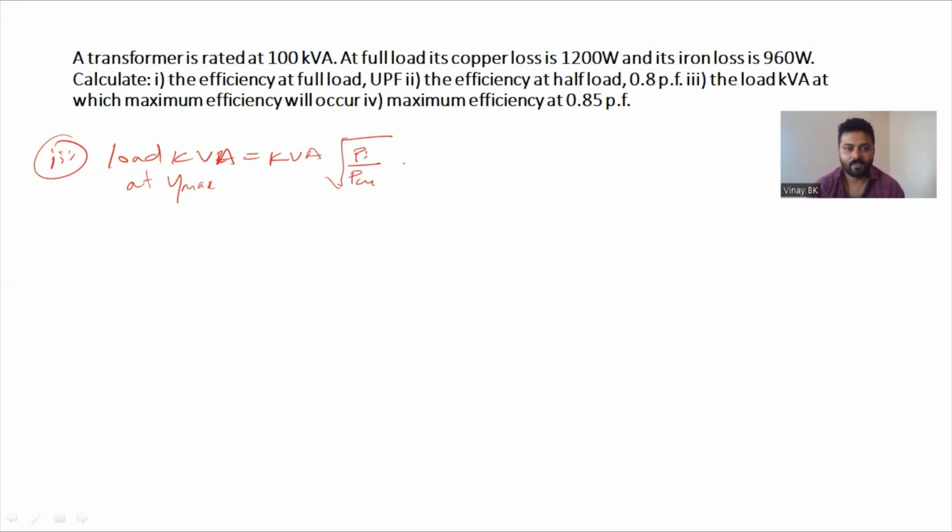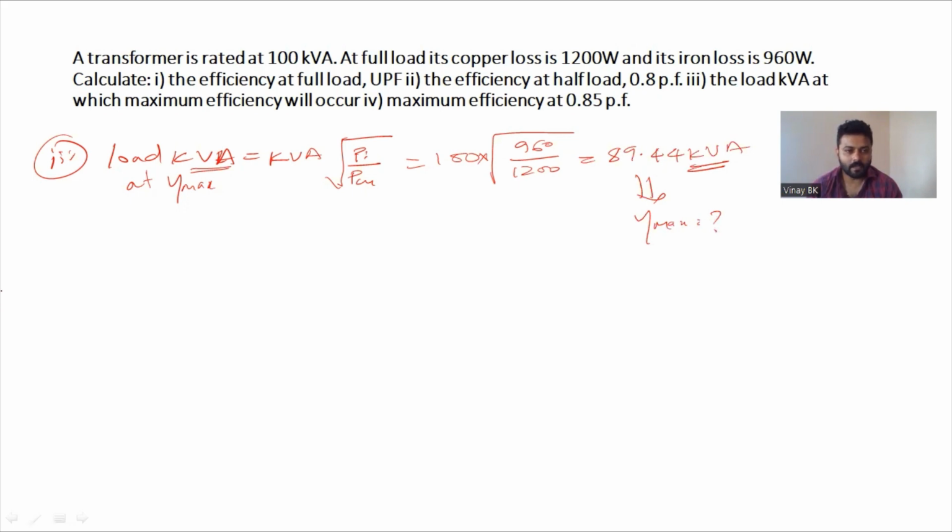Pi divided by PCU. So now what is the value of kVA here? 100. Anyhow, output you are writing in terms of kVA only, so no need to multiply by 10 to the power 3. 100 into square root of Pi, which is 960 divided by 1200. You get 89.44 kVA. For this value, you need to find the value of maximum efficiency. That is for the fourth point.